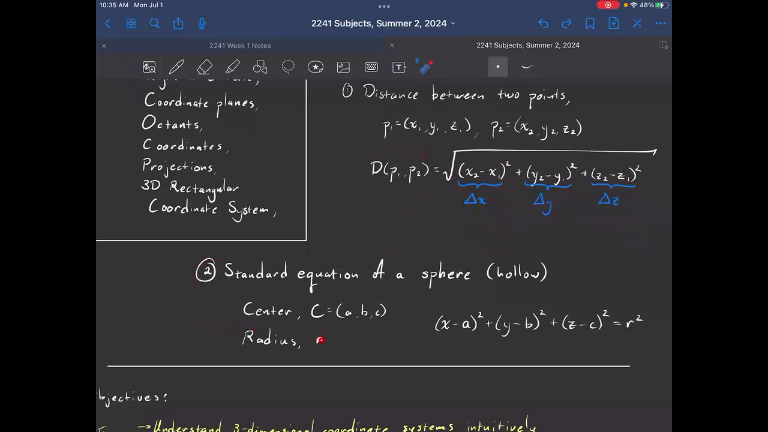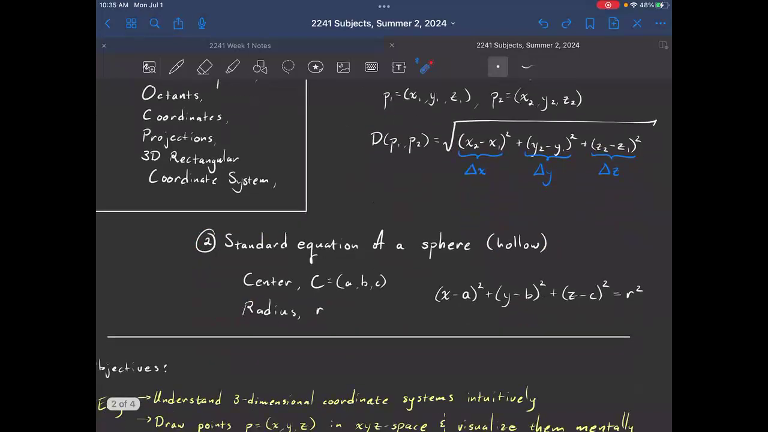The other equation is the standard equation of a sphere in 3D space. This is a hollow sphere, by the way, so it does not include points on the inside, just on the boundary. If you want points on the inside, then you need an inequality here instead of an equality. A sphere is given by a center and a radius. It can also be given by 4 different points in space, and it can be given by a diameter and a center, I believe. So lots of things like that.